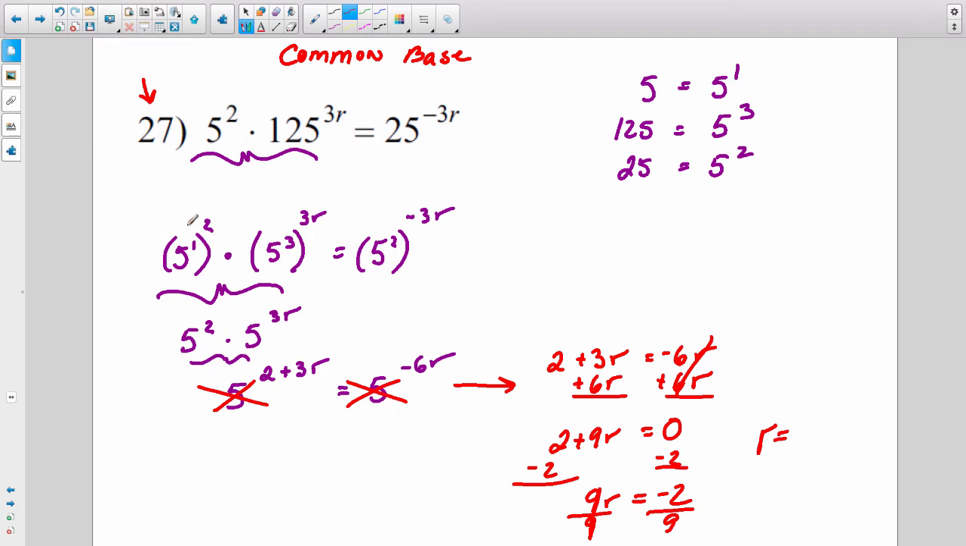Let me check. 5 squared. Oh, whoops. This is 9r, people. Someone should have stopped me. This is 9r. Okay, so let me go back and fix this.